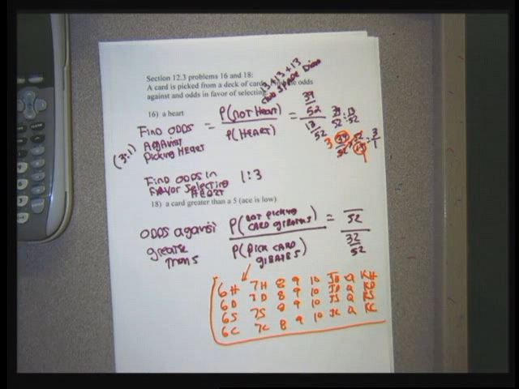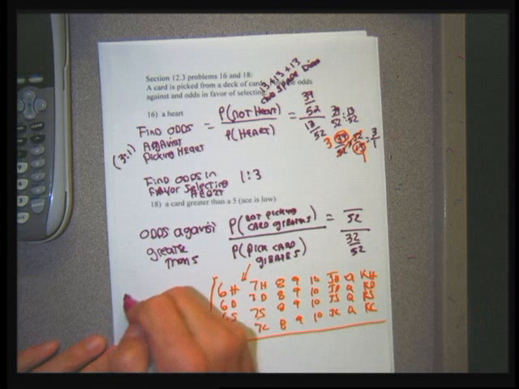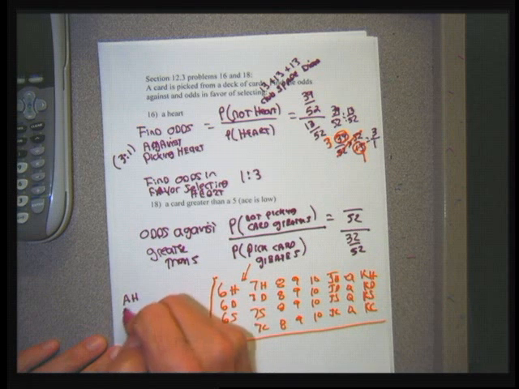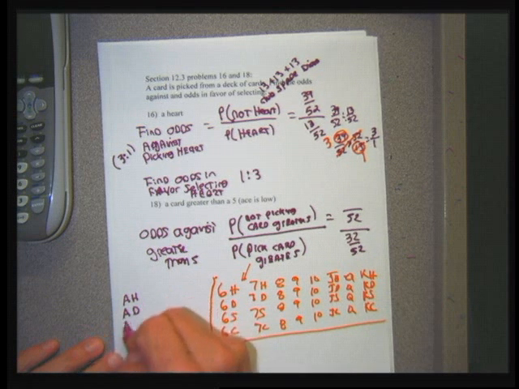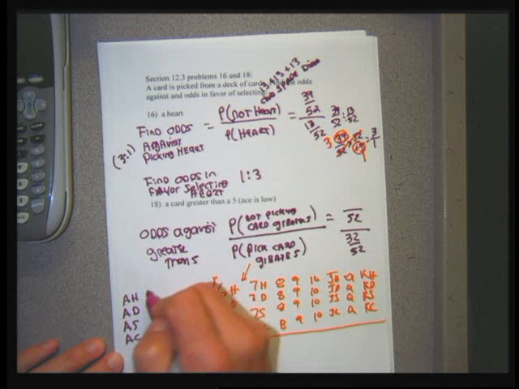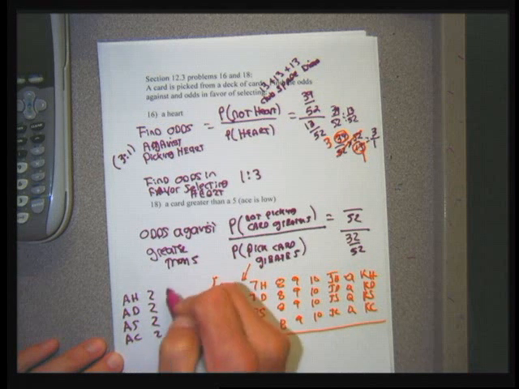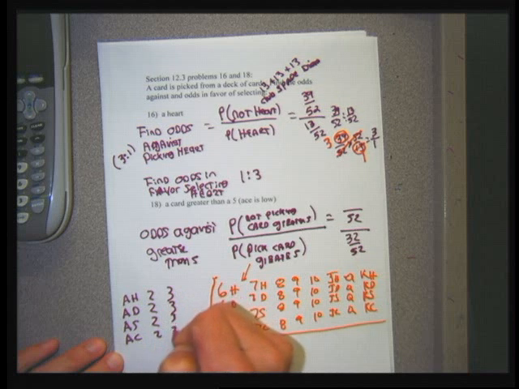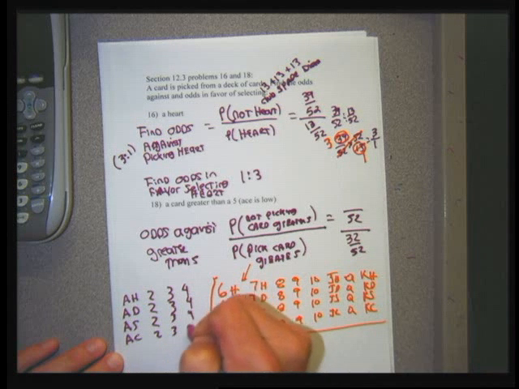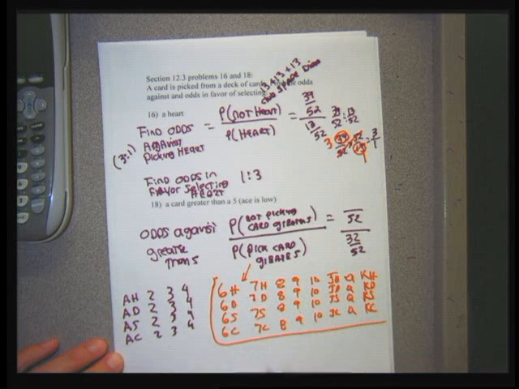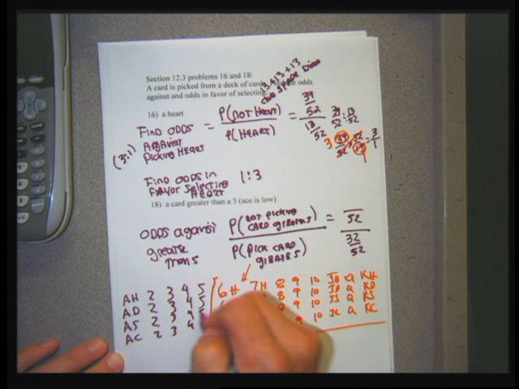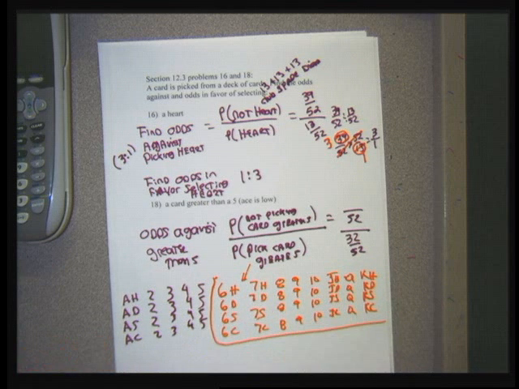The numerator is not picking a card greater than 5. That's going to be an ace, because the author told us that the ace is supposed to be low. And then a 2, a 3, a 4, and then because I haven't counted the 5, I have to count the 5 because a 5 isn't greater than 5.